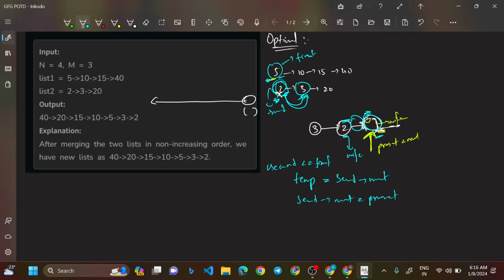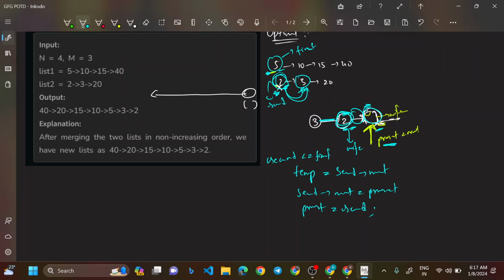Now you need to update your present to this fellow, isn't it? Now you have to update this present to this fellow, so that this fellow will become the wife and you can find a husband for this. So your present would be equal to second. And after doing this, what is the final step? Now we have updated this fellow.